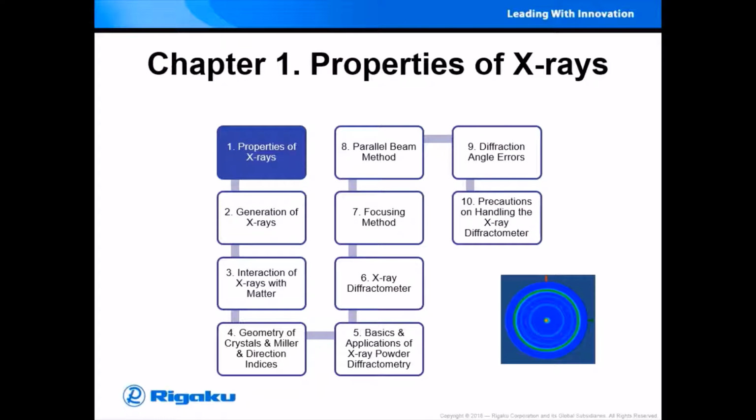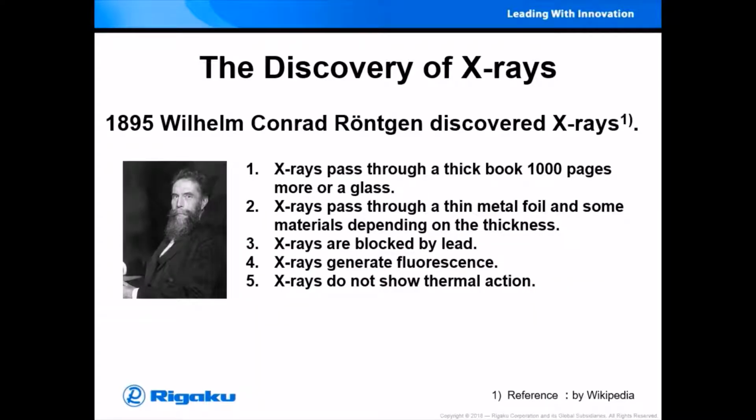The topic of Chapter 1 is the properties of X-rays, which is closely related to what X-rays are. X-rays were discovered in 1895 by the German physicist Röntgen, and were named so because their nature was unknown at the time. Unlike ordinary light, these rays were invisible, but they traveled in straight lines and exposed photographic film in the same way as visible light does.